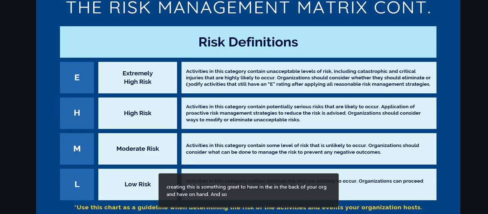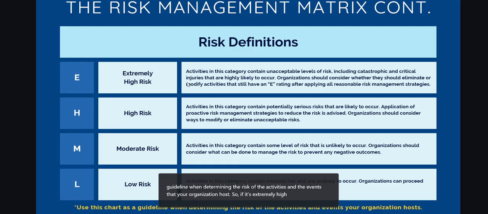And so these are just a few definitions on the risk management matrix. E standing for extremely high as far as the risk, H is a high risk, M is a moderate risk, and then L is a low risk. And so you want to use this chart as a guideline when determining the risk of the activities and the events that your organization hosts.